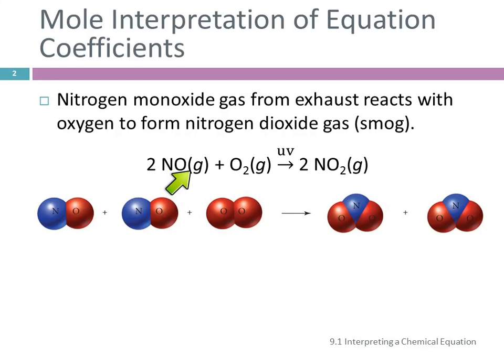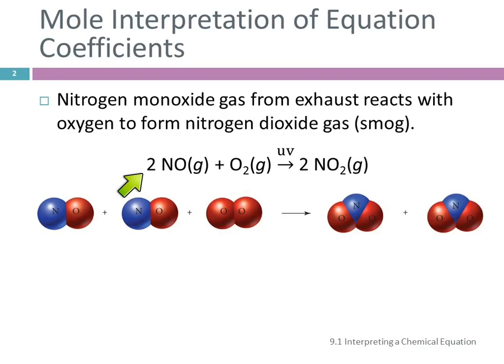So 2NO gas plus O2 gas. This is catalyzed by ultraviolet light. Gives us 2NO2 in the gas form. And so we have learned what these equations are. We've learned how to write them, how to classify them, how to balance them. Now we're going to talk a little more about what they mean.